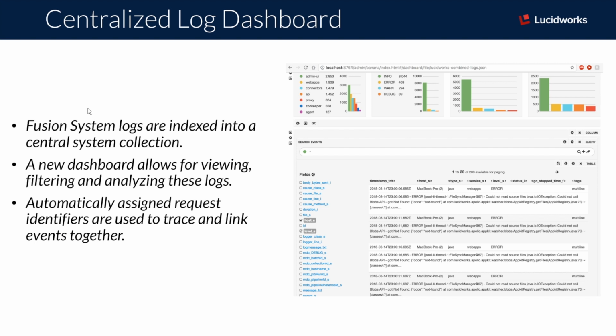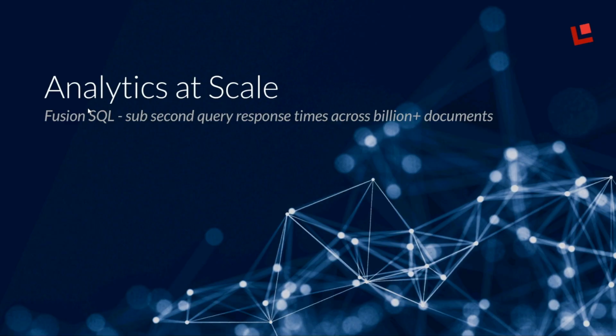In an effort to enable Fusion developers to investigate and debug system behavior, we've introduced a new centralized log service. This log service aggregates the Fusion Java, HTTP, and garbage collection logs into a unified system collection. We provided a new dashboard to allow you to filter, view, and analyze these logs. Each API request is automatically assigned a unique request identifier, which can be used to filter and correlate the event chain for better analysis. Next, I'd like to talk to you about the improvements to our Fusion SQL service.